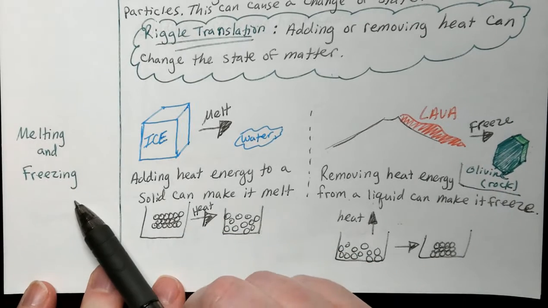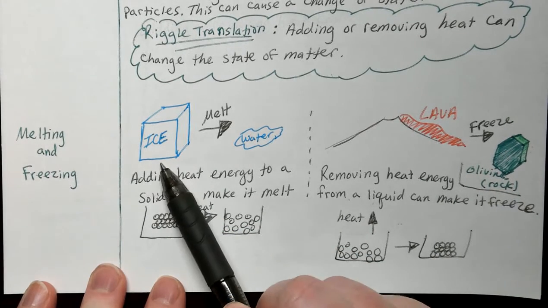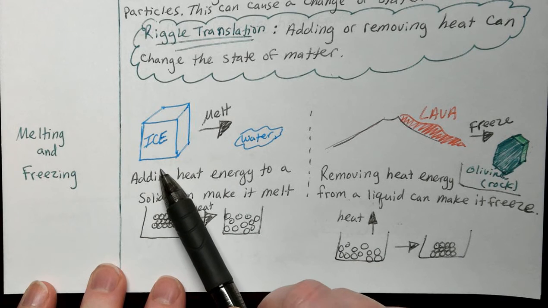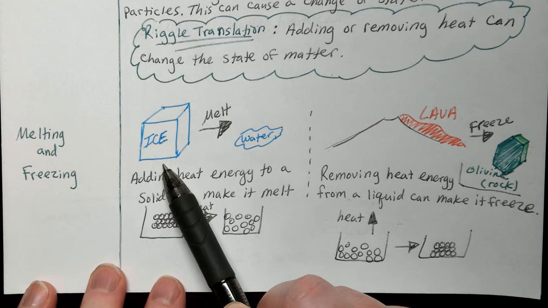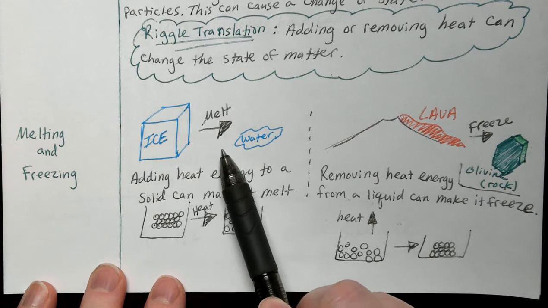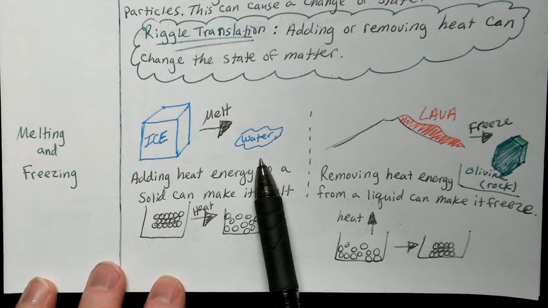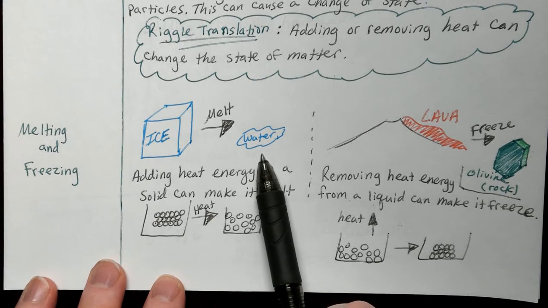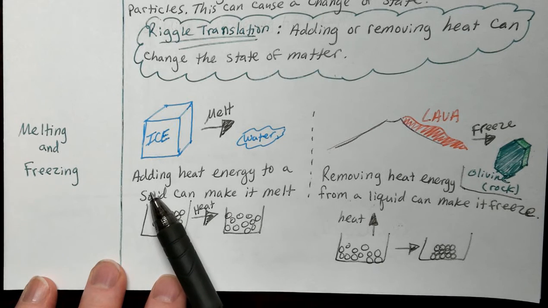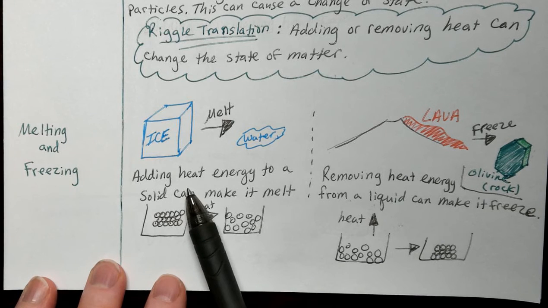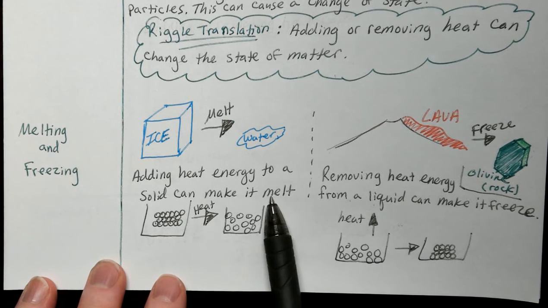So melting and freezing. We all know about ice. You take it out of the freezer, and within a few minutes here in either Phoenix or Tucson, wherever you live, if it's not wintertime, it's going to melt pretty quick and turn into water. We are so familiar with this one because it is always so toasty hot here. So adding heat energy to a solid can make it melt.